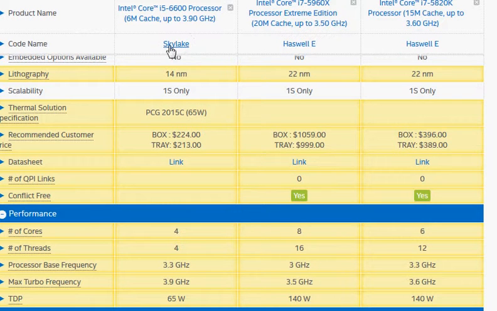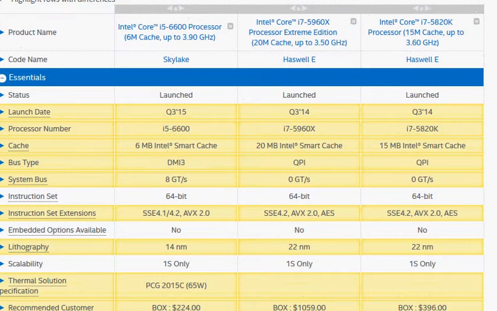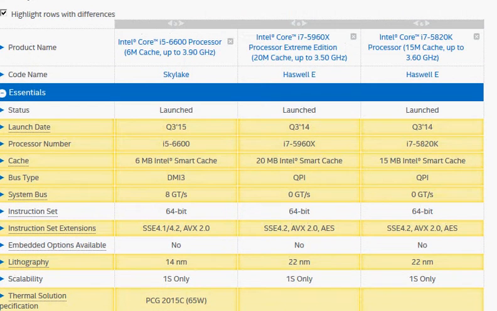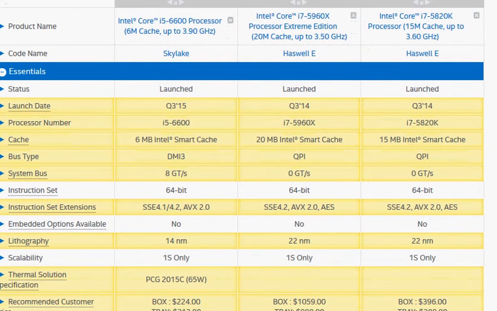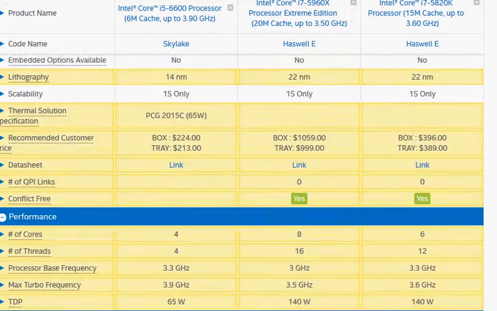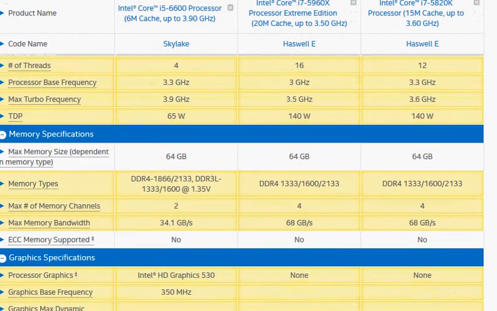They work on different motherboards, Skylake and Haswell-E. They have different sockets, so you will need a different motherboard for each. One of them has a socket of LGA1151, the other one is 2011-v3.